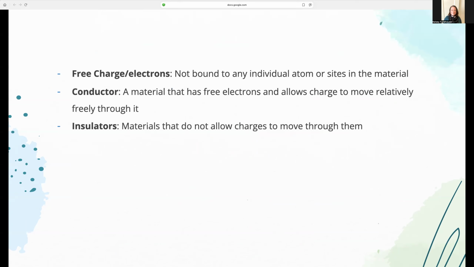And I have a few definitions here for you. Free charge or free electrons are just not bound to any individual atom or sites in the material. So they can move around, they can be transferred between objects. A conductor is a material that has free electrons and allows charge to move relatively freely through it. And then insulators are materials that don't allow charge to move through them.